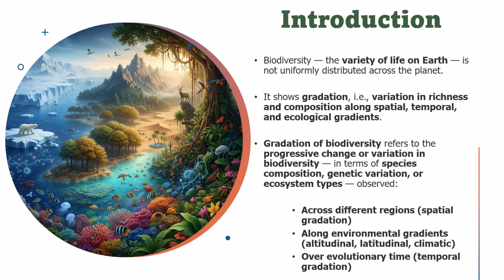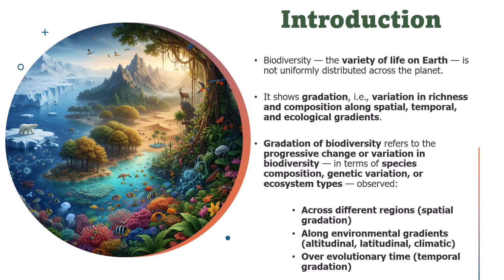Biodiversity, as we have discussed in the earlier lectures, is the variety of life on Earth. It exhibits remarkable variation across space and time rather than being uniformly distributed. This uneven distribution, known as gradations of biodiversity, reflects progressive changes in species richness, genetic composition, and ecosystem types across different scales. Spatial gradation highlights how biodiversity varies from one region to another due to climate, topography, and habitat diversity.